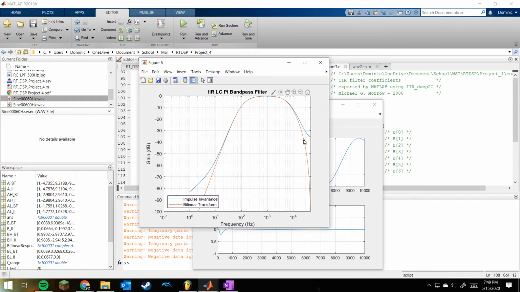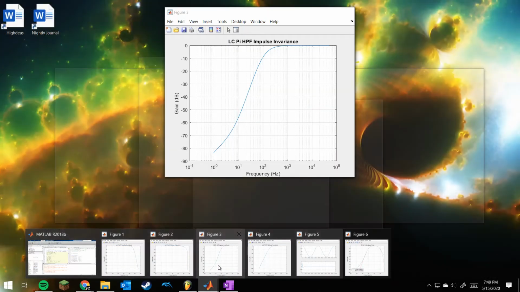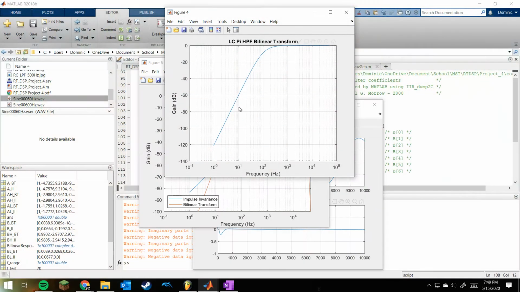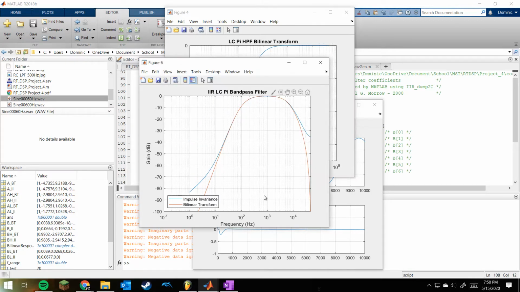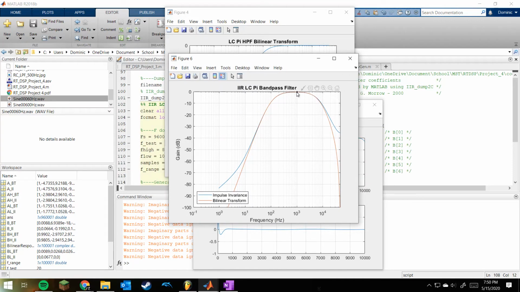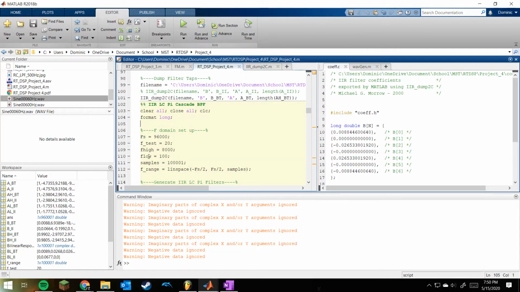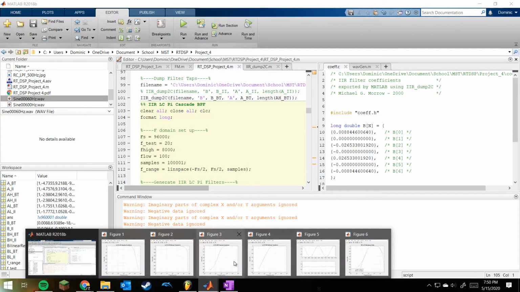The impulse invariance part of the high pass filter, again, didn't give me too many issues. If we look at that right here, it's a pretty nice scaling. It's very aggressive on the lower frequencies. But let's go ahead and look at this. Smack dab in the middle of our pass band seems to be around 900 hertz. And then, like we said, the bandwidth is from 100 to 8,000. So let's look at that.